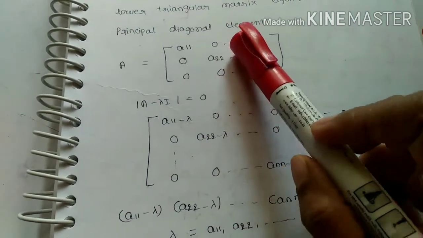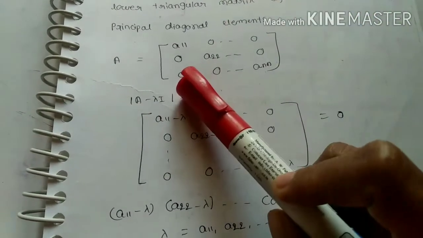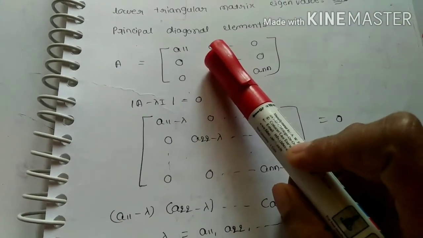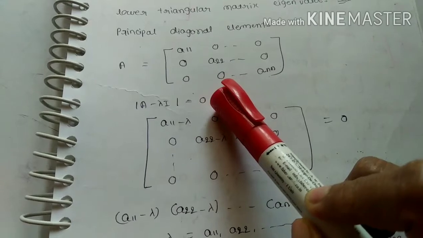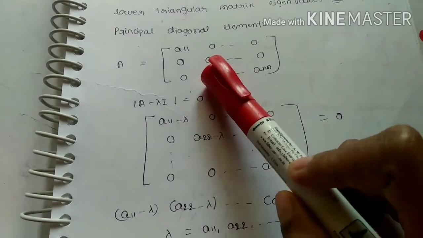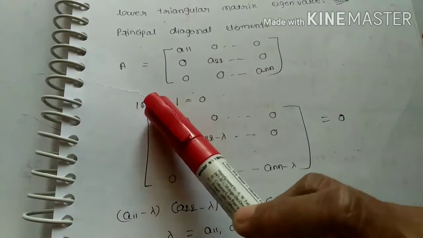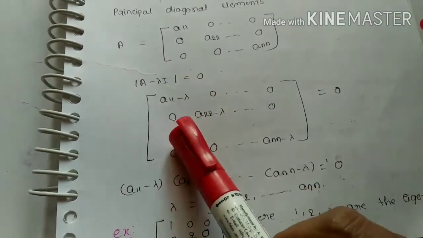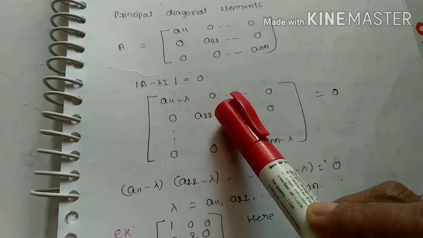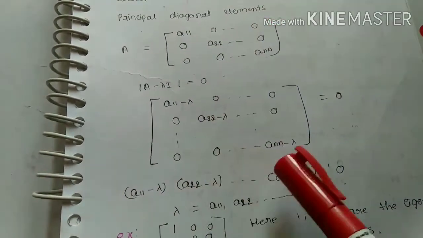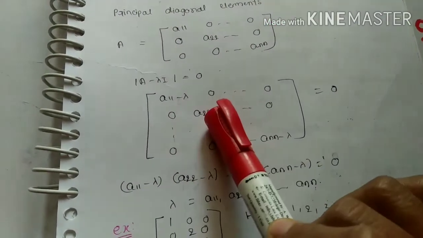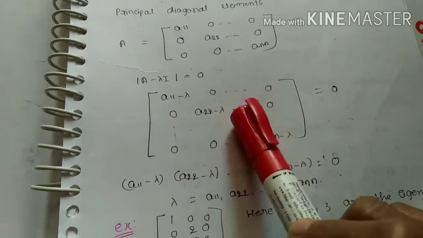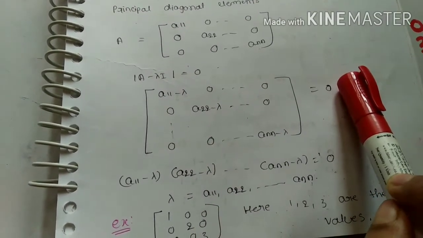How to find the eigenvalues? First we have to write the characteristic equation of this matrix. After getting the characteristic equation, what you have to do is take the determinant. Okay, so just look here. Here I write a11 minus lambda, and the other elements are 0. Now I have to take the determinant of this matrix and write this equal to 0.